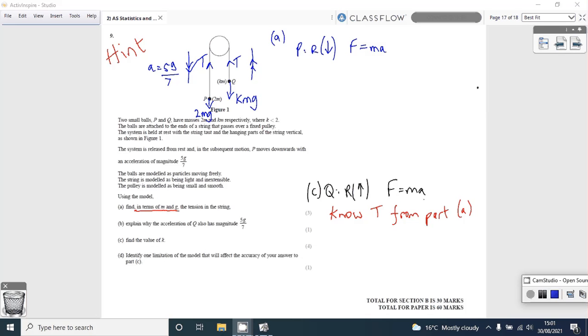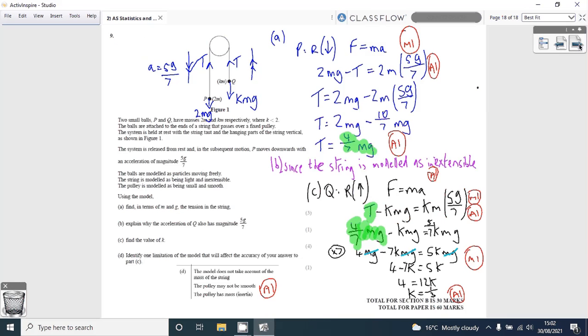So the solutions for question 9. For part A, we're going to resolve from the point of view of P, resolve in the direction of motion, which is downwards, and just write down F equals ma to help you gather your thoughts. Now, the forces involved on P are 2mg going downwards and the tension going upwards. Because the motion is downwards, the downwards force must be greater. So your net force is going to be 2mg minus T. So be very clear in your mind why it's that way around. 2mg must be greater than the tension, otherwise we would be going upwards. So that's our net force on the left.